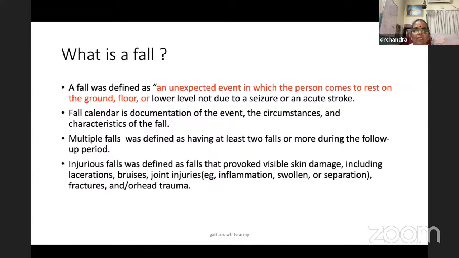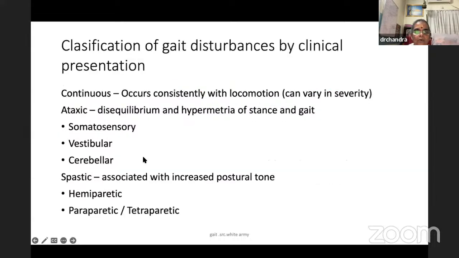So the biggest problem in gait is falling and injuring. So what is a fall? A fall is defined as an unexpected event in which the person comes to the ground or floor suddenly, or to a lower level, not due to a seizure or a stroke. And a fall calendar is documentation of the falls in people who fall frequently. That is very important. And you have to find out the semiology of the fall. Multiple falls are defined as having at least 2 falls or more during the test period. Injurious falls are well-defined falls that provoke skin damage, laceration, and cause injuries. They are labeled as injurious falls.